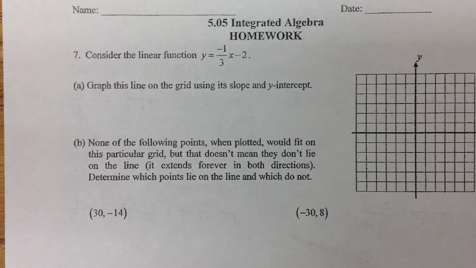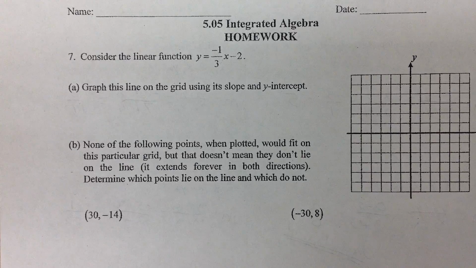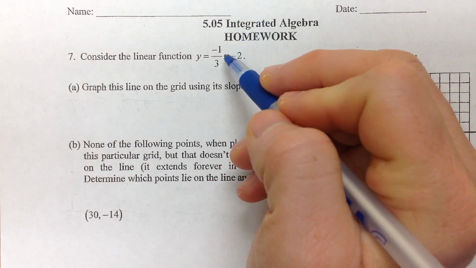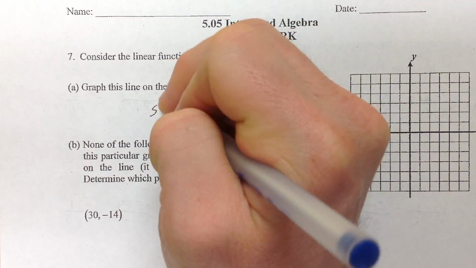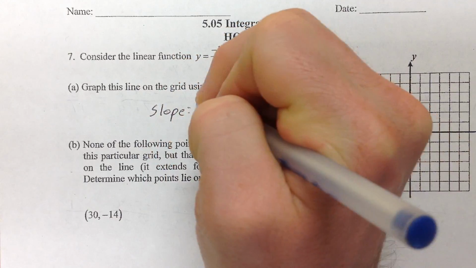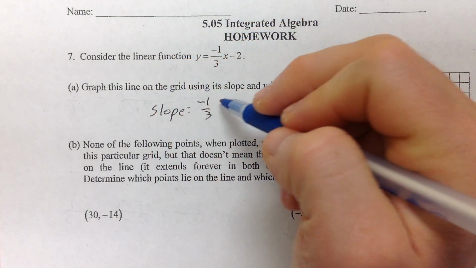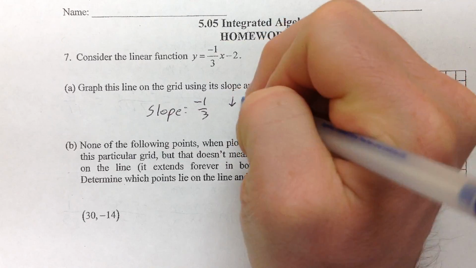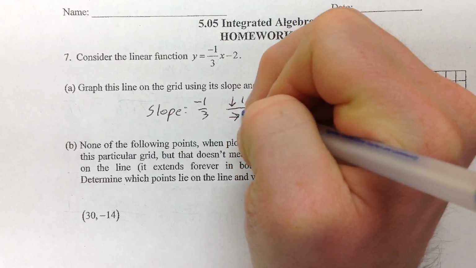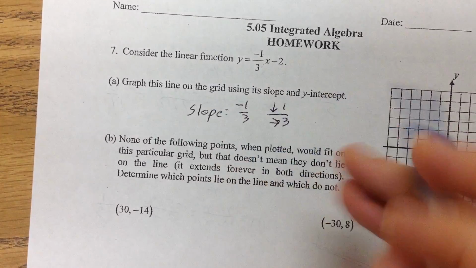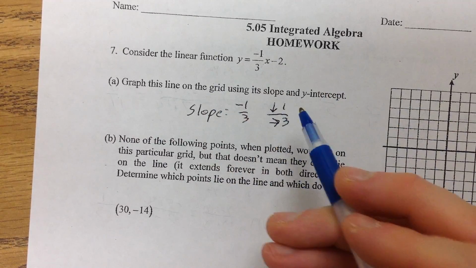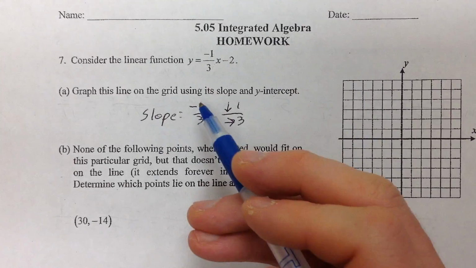Okay, so the back is just kind of some graphing review. It says consider the linear function y equals negative 1/3 x minus 2. Graph this line on the grid using its slope and y-intercept. Okay, so remember the slope is whatever's next to the x. So the slope is negative 1/3. So because it's a negative 1, that means we're going to go down 1 and over 3. All right, the reason we're going to the right 3 is because that's a positive 3. The reason we're going down 1 is because that's a negative 1.